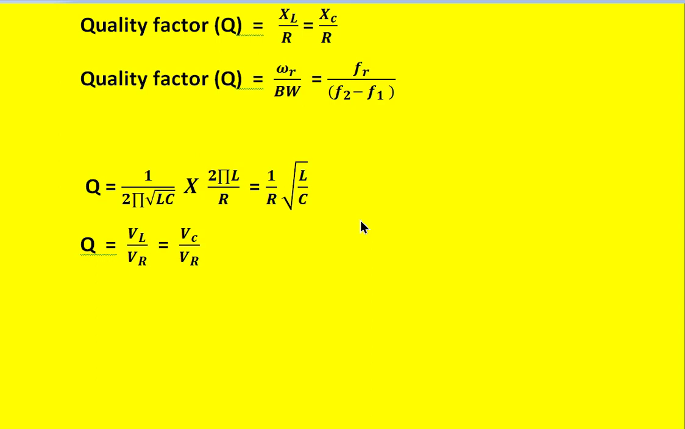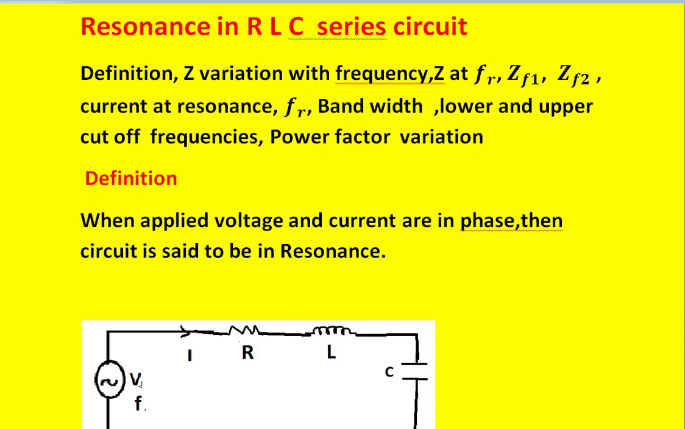So let me summarize once. In the series RLC circuit at resonance, we have seen the definition of resonance, the variation of impedance with frequency and resonance frequency, the impedances at half power cutoff frequencies, resonance frequency, bandwidth, lower cutoff frequency, upper cutoff frequency, power factor variation, quality factor, voltage magnification factor, and the relation between quality factor, bandwidth and resonance frequency.